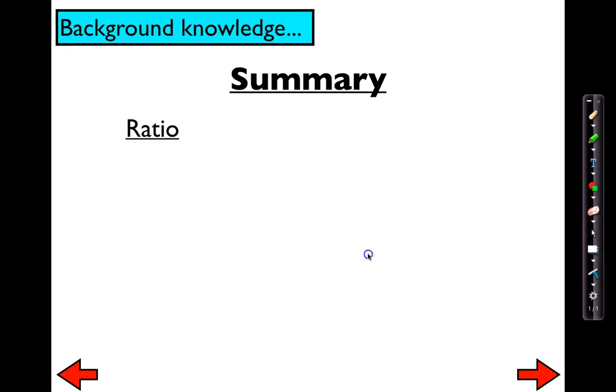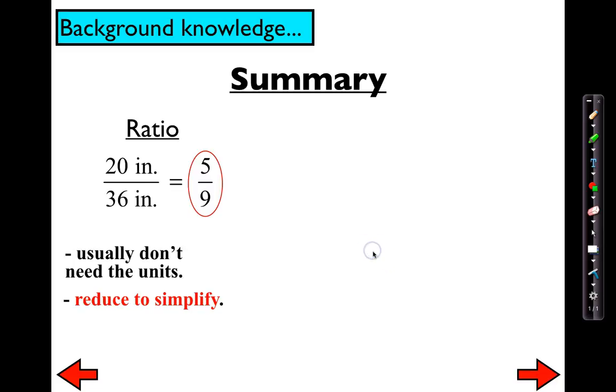So a quick summary of a ratio: just remember that ratios do not have units. They're always written as fractions. They're never written as whole numbers or mixed numbers. And we typically reduce to simplify them.